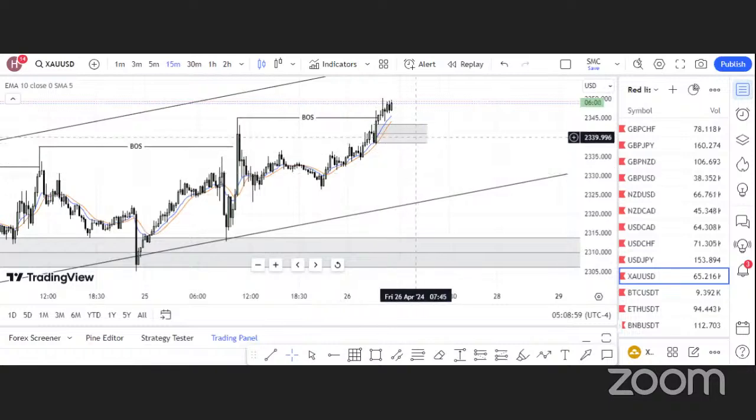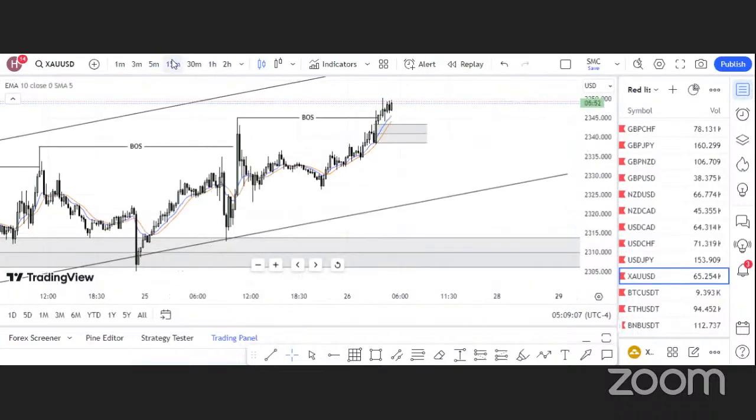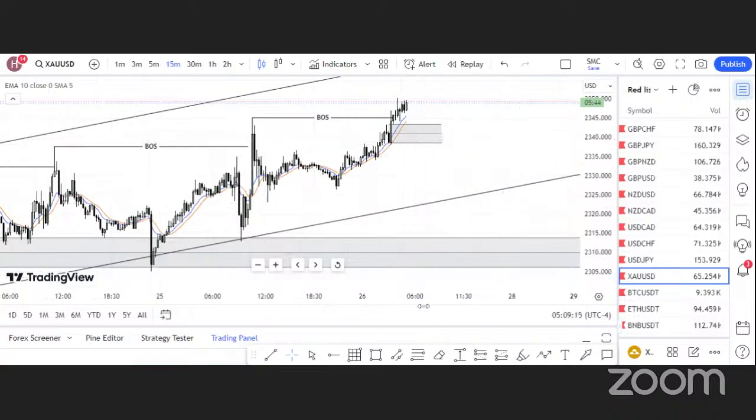Okay, so I think this is it. We don't have any other fair value gap aside the one we have here. So we're going to stick to the 15-minute fair value gap and all that block.